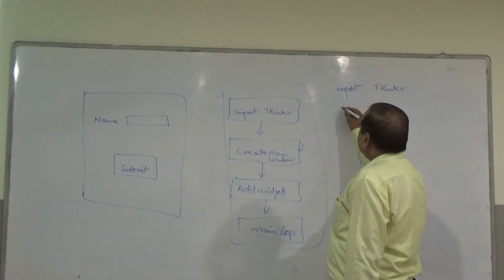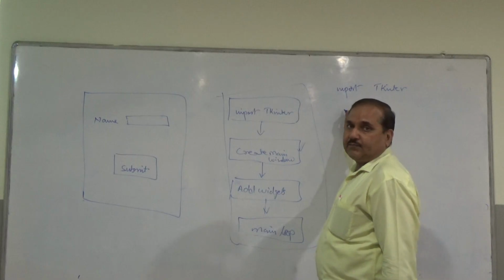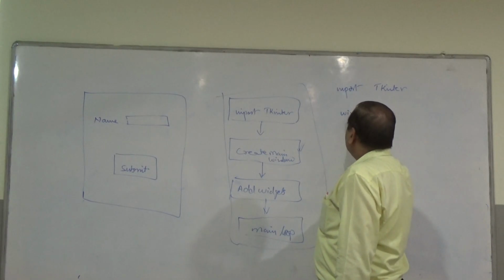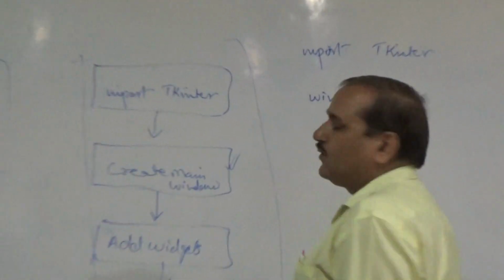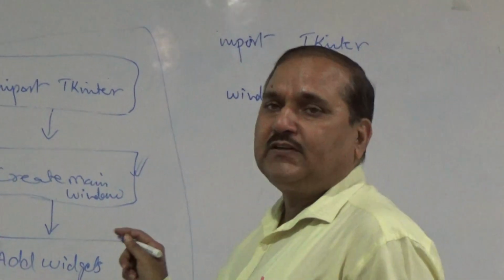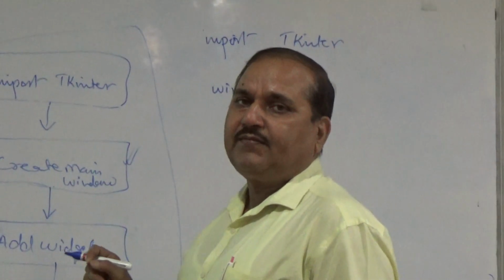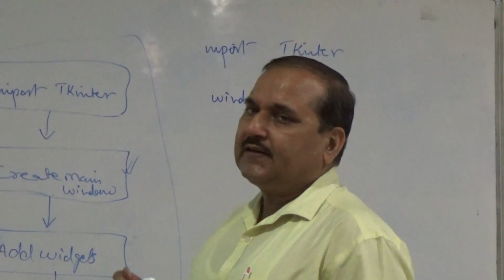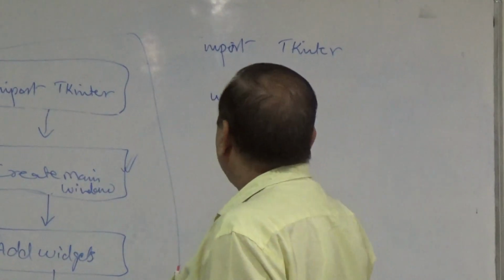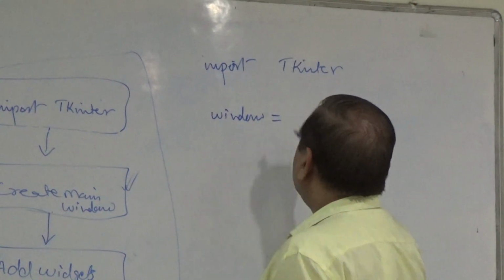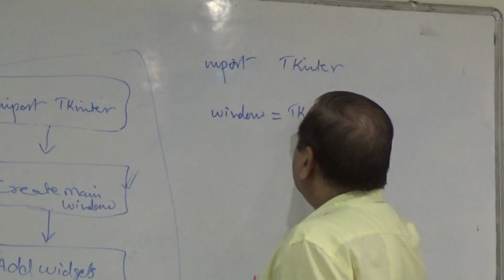So I can write here any valid identifier name. It is not reserved. I am writing window here. It does not mean that window is a reserved word. This is the name given by the programmer. Only one rule applies here, that it is a valid identifier. Okay. So how are we going to create the window? For that purpose we use tkinter.